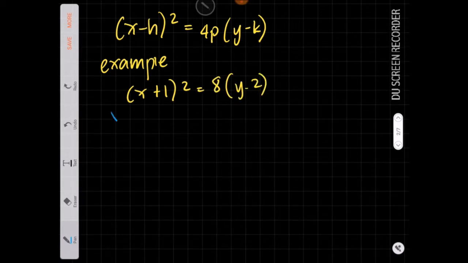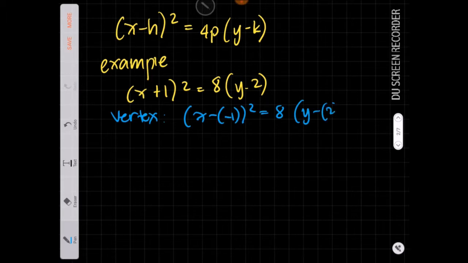The vertex of the parabola lies at point (h, k). We have x + 1, but the form of the parabola must be x - h, so it's going to be x - (-1). We are changing the sign because the number here is multiplied by -1. On the other side of the equation, we have y - 2, so our k is 2. In this example, our vertex is the point (-1, 2).